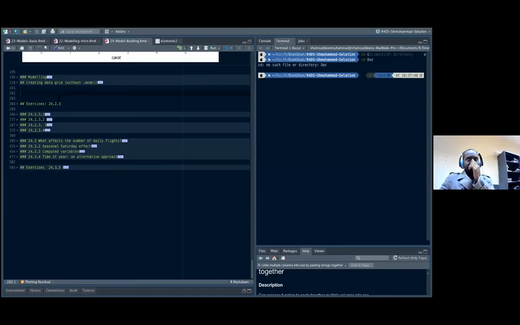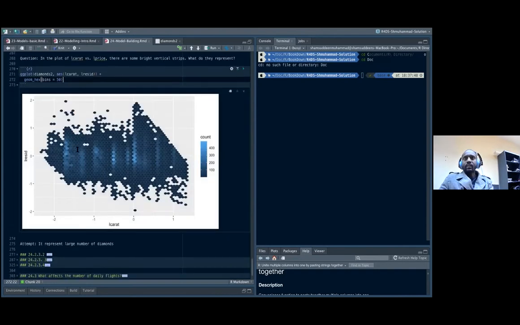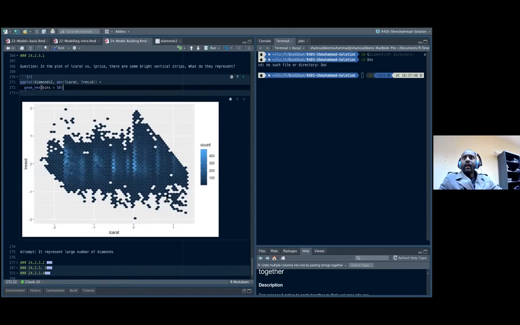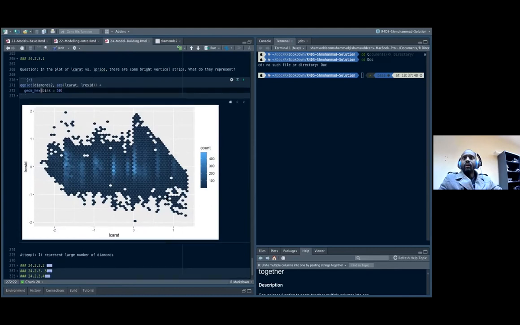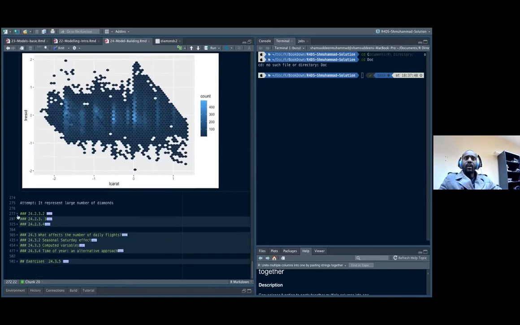For the first one here, we have seen what this is, which is: in the plot of this and this, there are some bright vertical strips. What do they represent? I think we have answered this one, where we said that at digits like 1.5, 1, and 0.5, there are more diamonds in those regions. That is why we have this sharp stuff. We have seen that one this week.